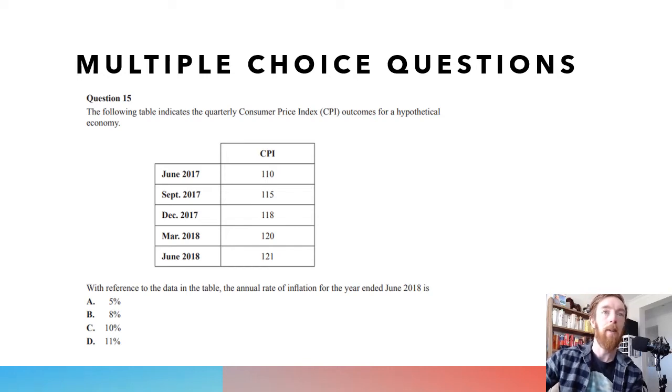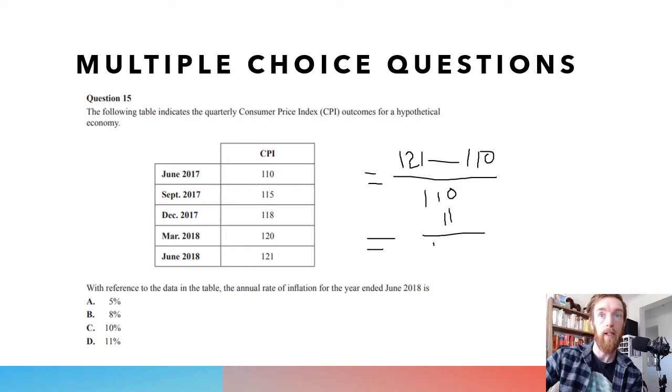So with reference to the data in the table, the annual rate of inflation for the year ended June 2018 is what? So we're carrying about a year. So we're comparing June 2018 with June 2017. And when we look at that with our calculating inflation equations, we got 121. So we do year 2 minus year 1. So 121 minus 110 over the first year. So 121 minus 110 over 110, so that gives us 11 over 110, which is going to equal 10%.